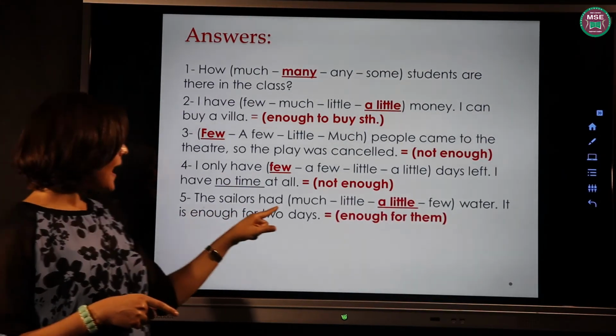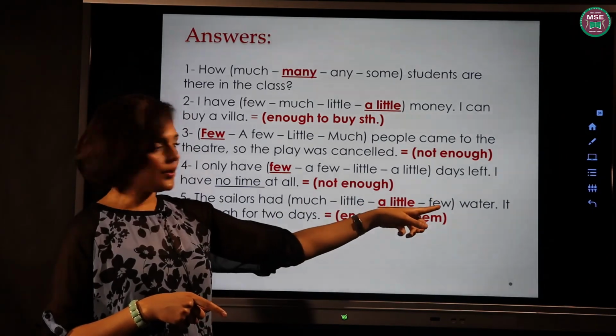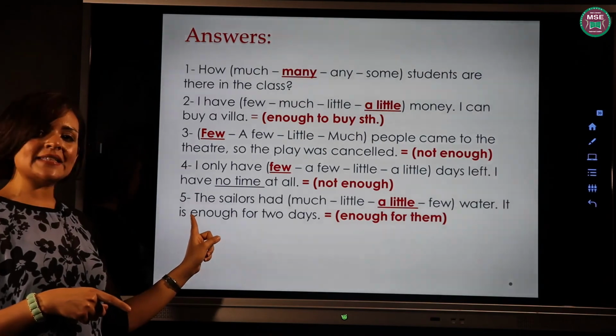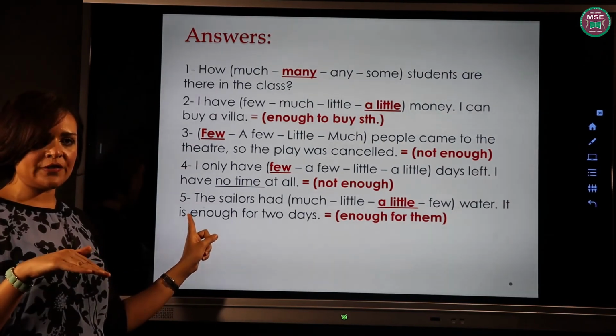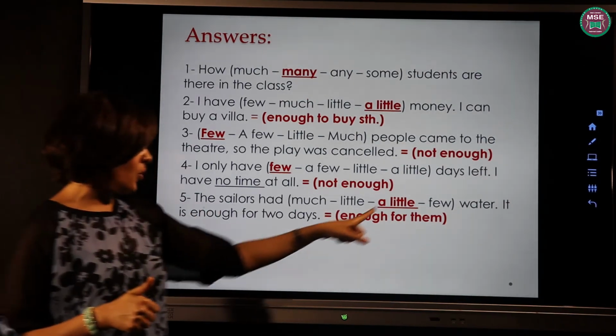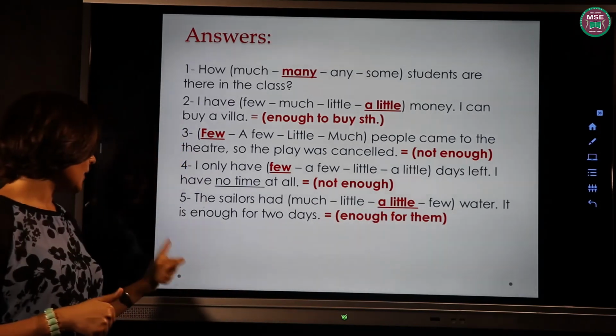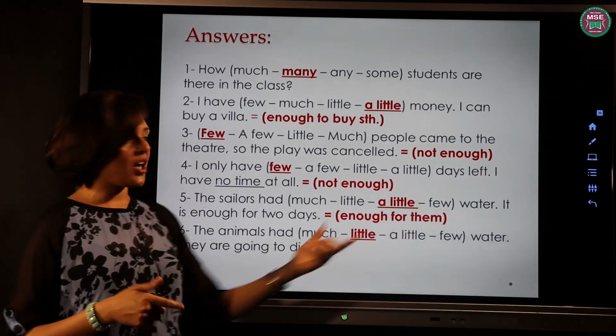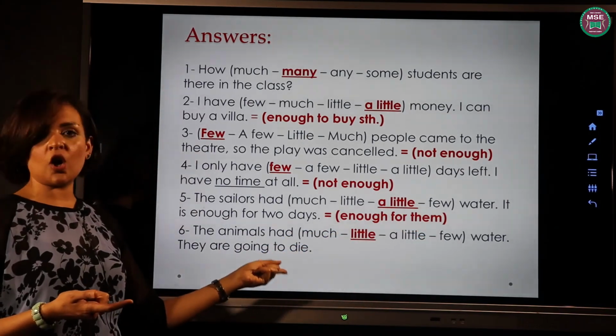The sailors had a little water. It is enough for 2 days. So when I find it's enough, it means that the journey will be for 2 days, so it is good. So I used a little here. The animals had little water because it's not enough, because they are going to die.